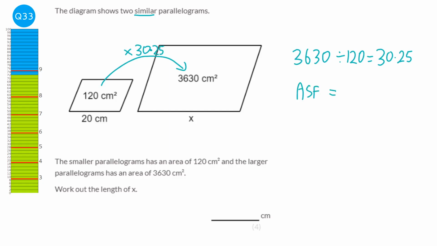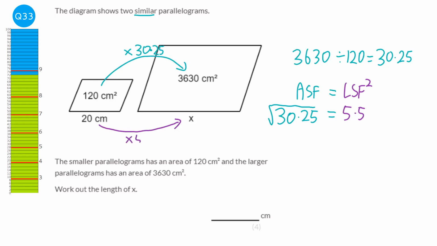but the area scale factor is equal to the linear scale factor squared. Okay, so you square the linear scale factor to find the area scale factor. So if the area scale factor is 30.25, to find the linear scale factor, we square root it. So we're going to square root 30.25, and we get 5.5. So the linear scale factor is going to be 5.5. So we're going to times the 20 by 5.5, and when we do that, we get 110.